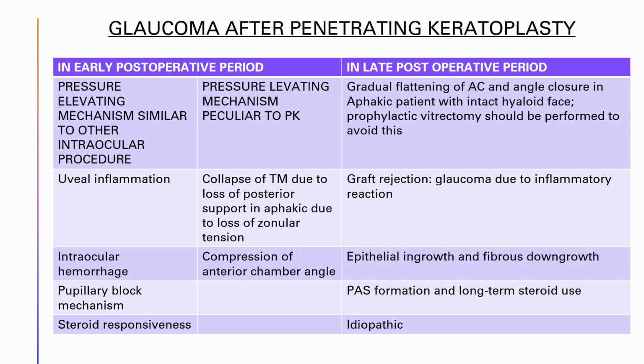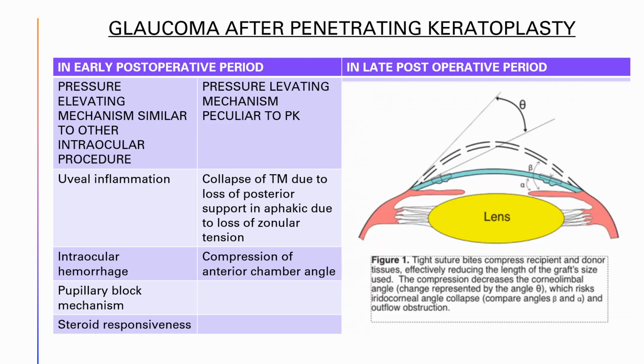And these can be collapse of the trabecular meshwork due to loss of posterior support in aphakic eyes and due to loss of zonular retention, and it may be due to compression of the anterior chamber angle, as the tight suture bites compress the recipient and donor tissue and reduce the graft size. Therefore, the compression decreases the scleral-limbal angle, which risks iridocorneal angle collapse and outflow obstruction.